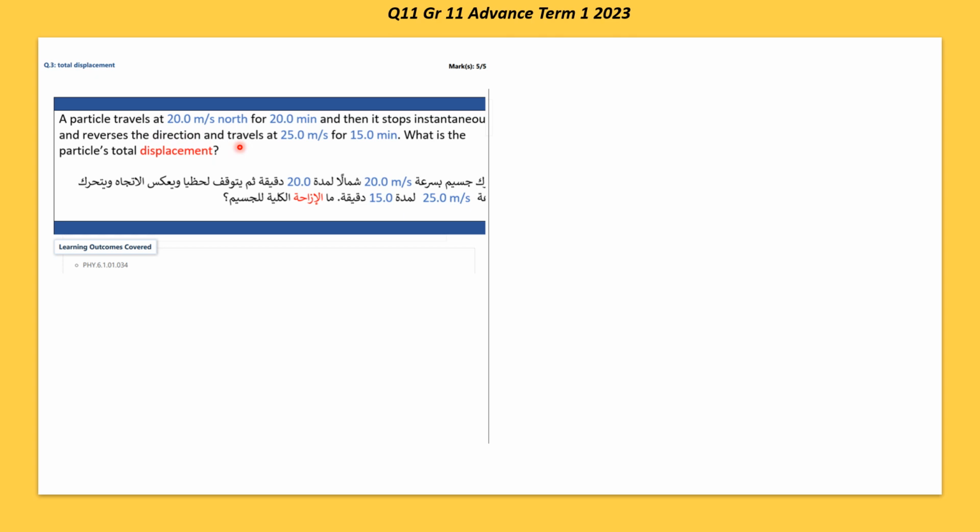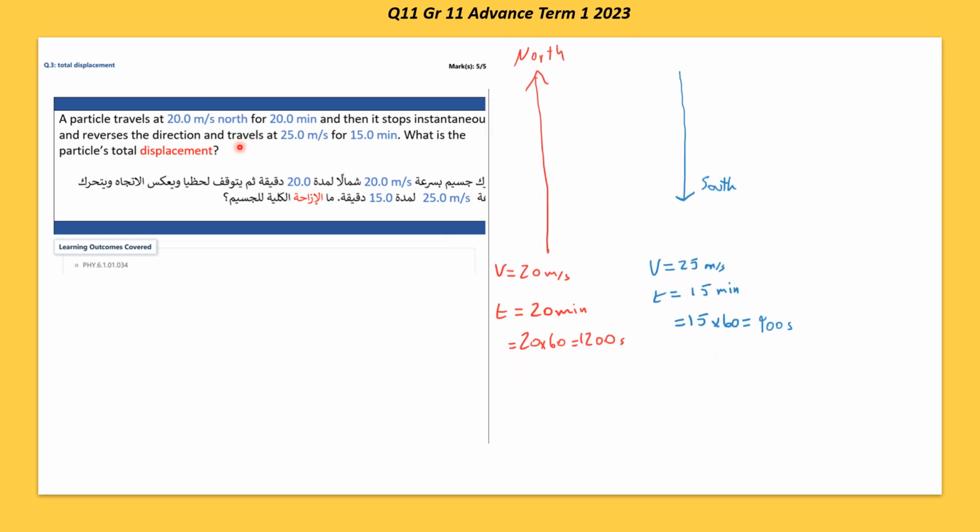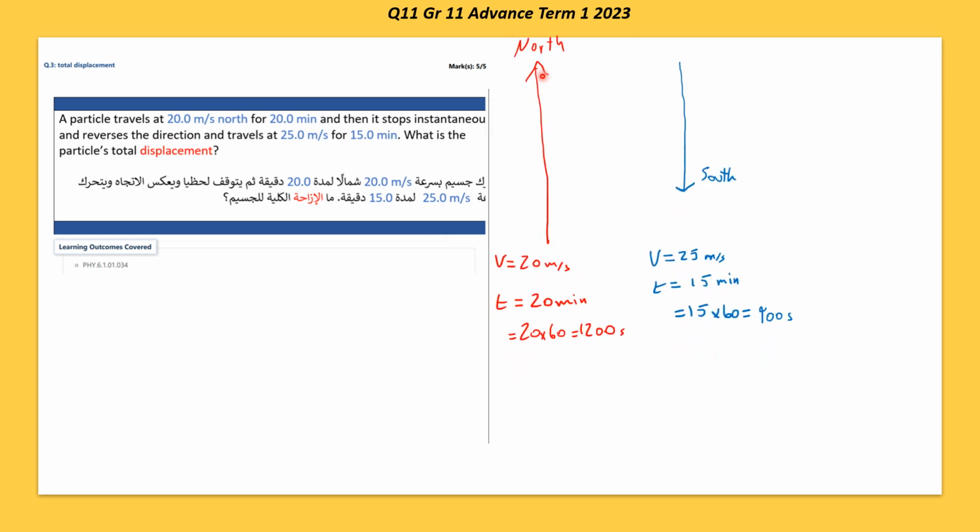A particle traveled 20 meters north for 20 minutes. So here one particle going north at the velocity of 20 meters per second, time is 20 minutes, but of course we need to convert it to seconds. How? By multiplying by 60. Then reverse the direction, of course, means going south. And this time the velocity is 25 meters per second, and the time is 15, so we multiply it by 60. Okay, so that's the velocity and time converted to the units.